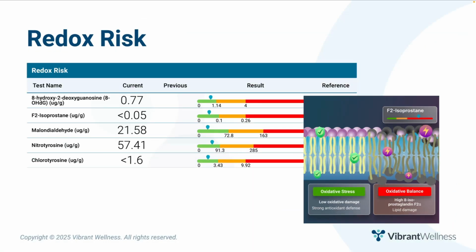Testing for redox risk evaluates for oxidative stress, a critical factor in the development of cardiovascular disease. This includes 8-OHDG, a marker of DNA damage, 2 markers of lipid peroxidation, F2-isoprostane and malondialdehyde, and 2 markers of protein oxidation, nitrotyrosine and chlorotyrosine.